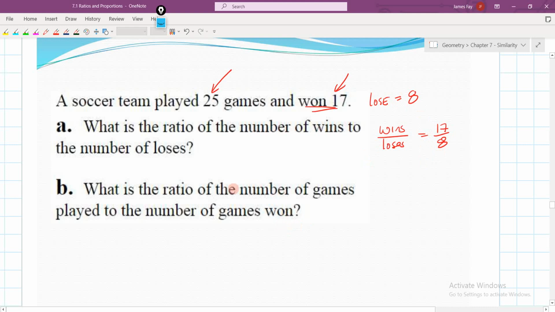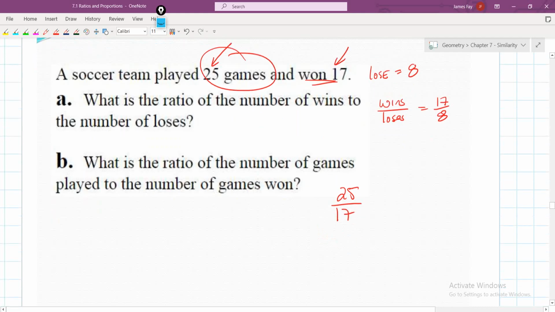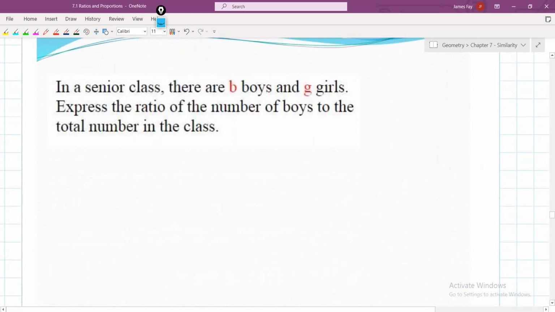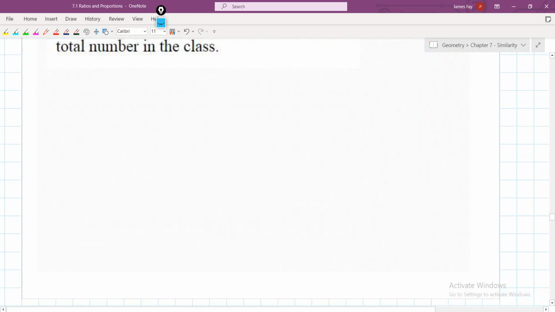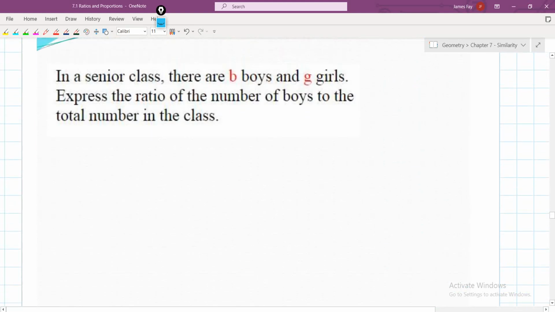Okay. What is the ratio of the number of games played to the number of games won? Number of games played would be 25. Number of games won would be 17. That one's a little bit easier than the first one. You guys can do that one.